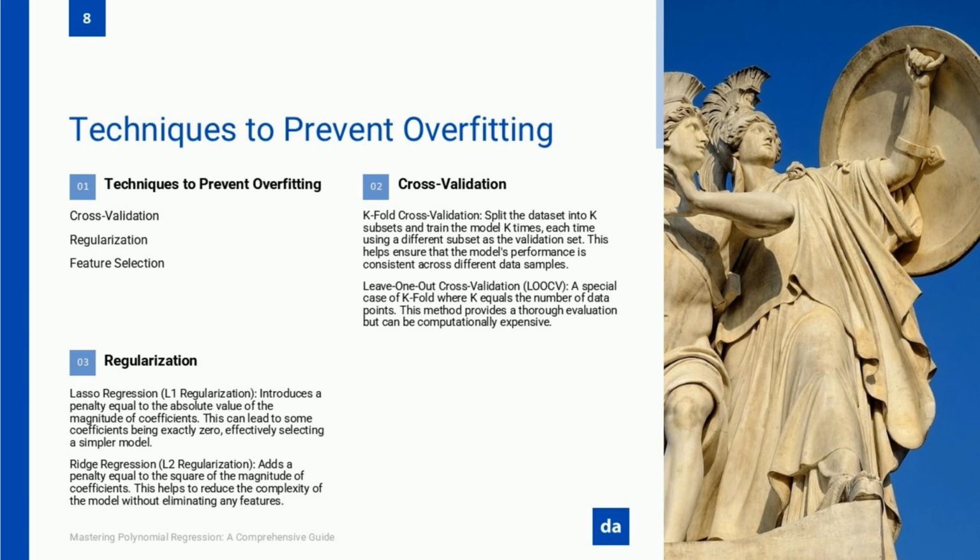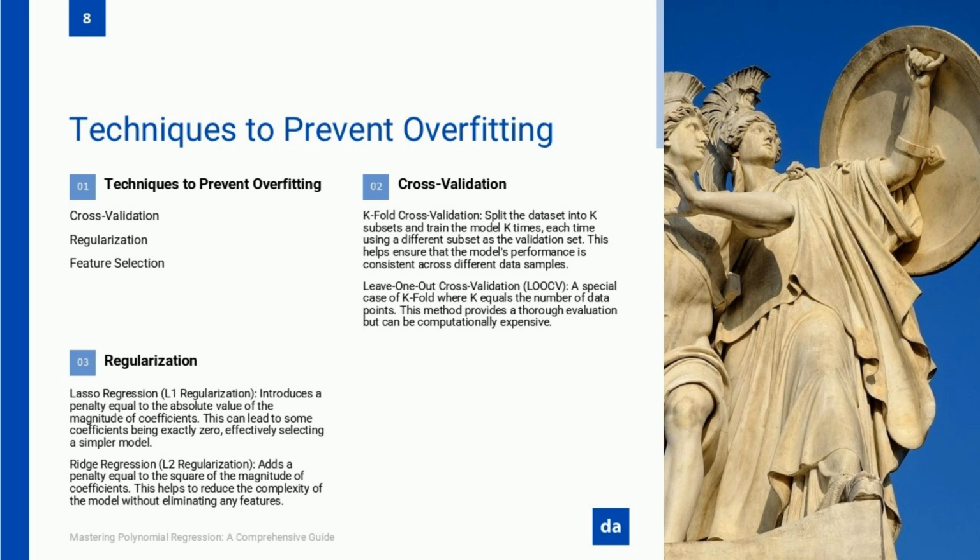Lasso regression, also known as L1 regularization, works similarly but has the additional effect of forcing some coefficients to become exactly zero, effectively performing feature selection by removing less important variables. Both methods help simplify the model and improve generalization by reducing the risk of excessive curve fitting.